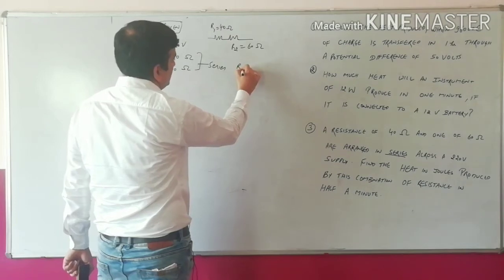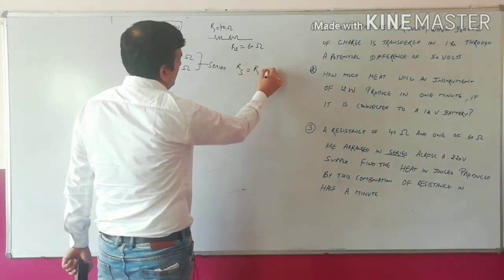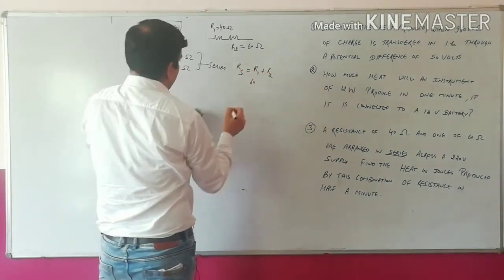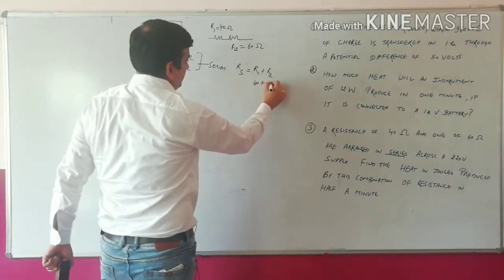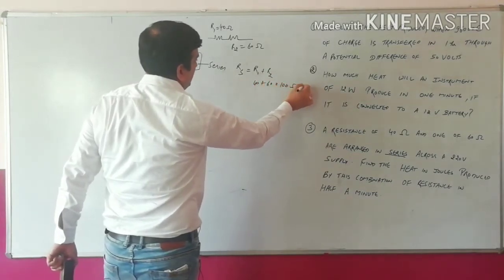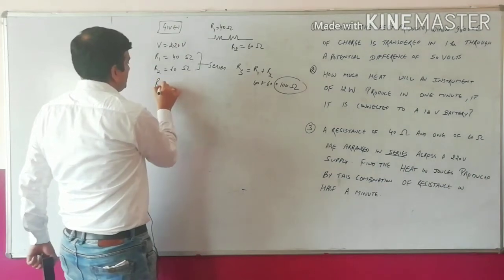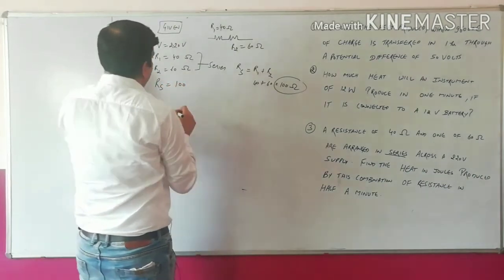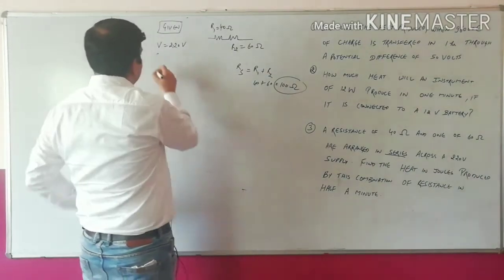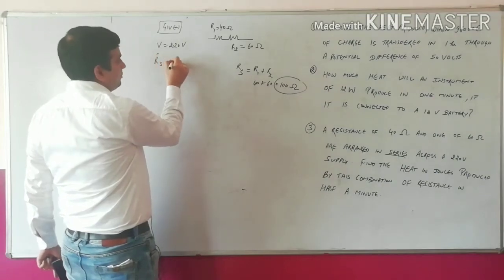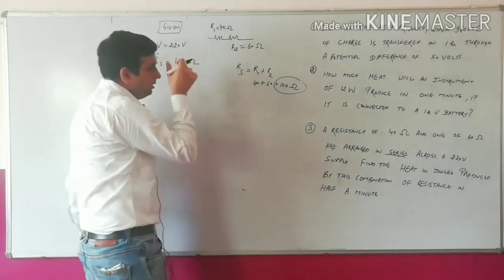So total resistance will be equal to R1 plus R2. 40 plus 60, that will be 100 ohm. So the total resistance is 100. I will write only the total resistance. I hope it is clear how it is calculated. So total resistance is 100 ohm.